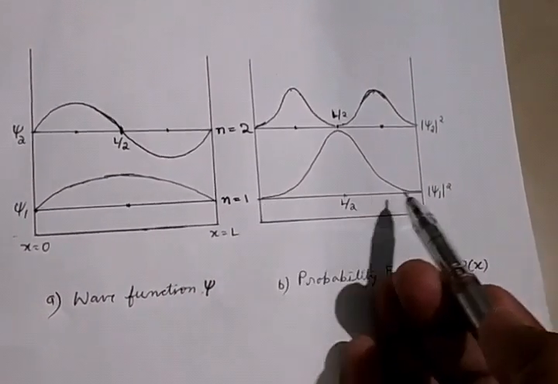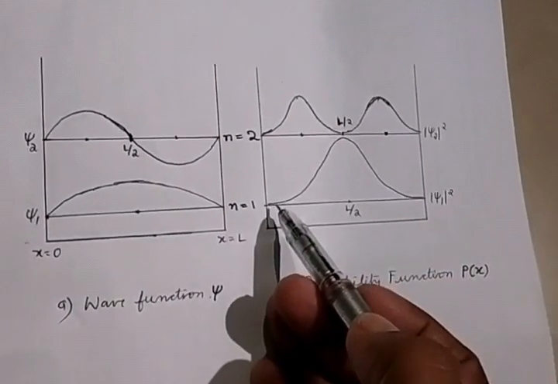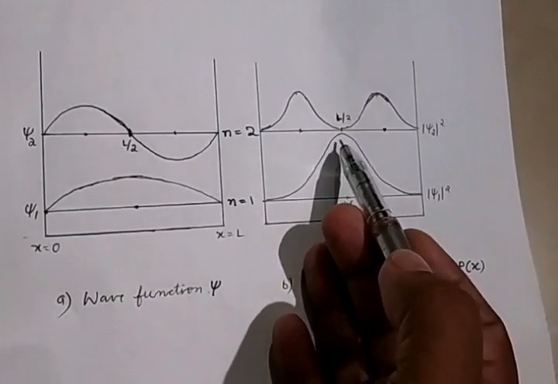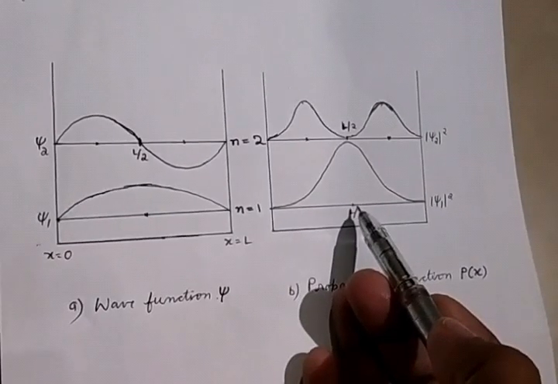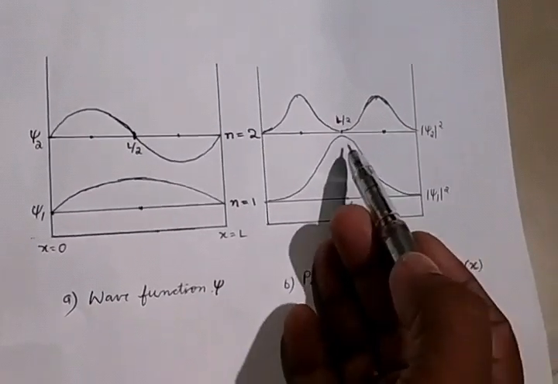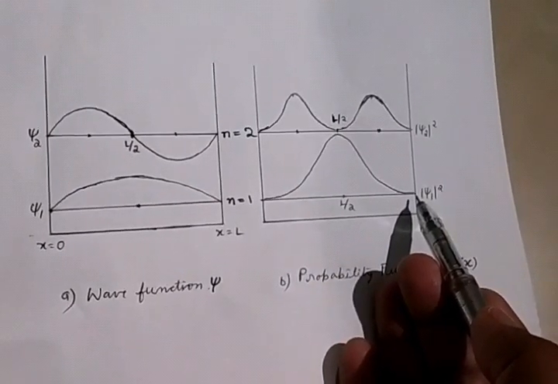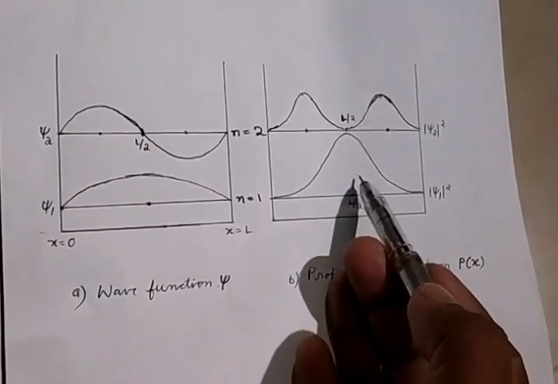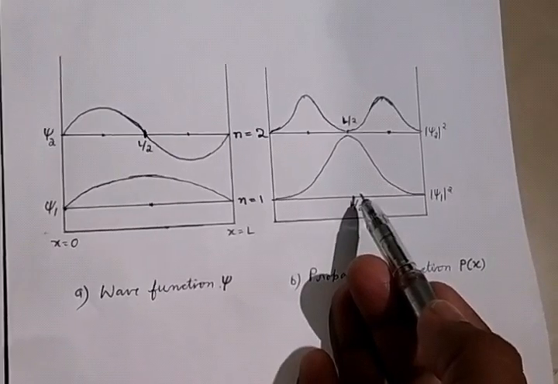Now if I look at the probability function, again at x equal to 0 and x equal to L, the probability function is 0. But as you go toward the center, the probability of finding the particle increases and becomes maximum at the center. And as you go away from the center toward the other boundary, the probability again decreases and becomes 0 at the other boundary. So the maximum chance of finding the particle is at the center when the particle is in the ground state.